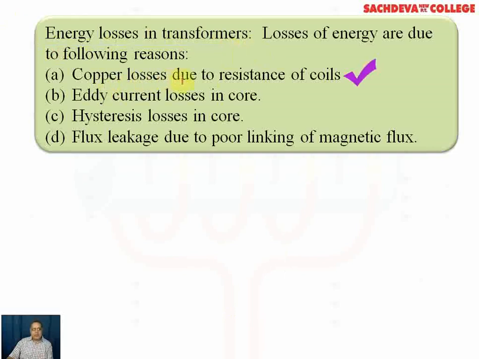Now, energy losses in transformers will be of these forms. Copper losses due to resistance of the coil, because the resistance of the coil cannot be made zero. Eddy current losses in the core, so in the core there will be some heat losses. Hysteresis losses in the core, that is magnetic energy losses. Flux leakage due to poor linking of magnetic flux. So flux leakage means the loss in lines of force.